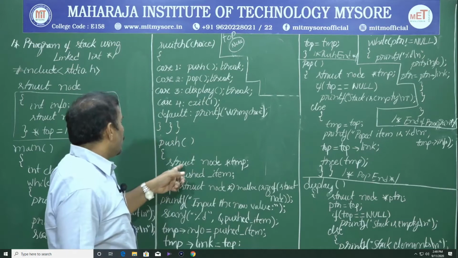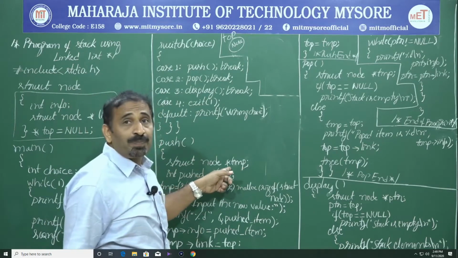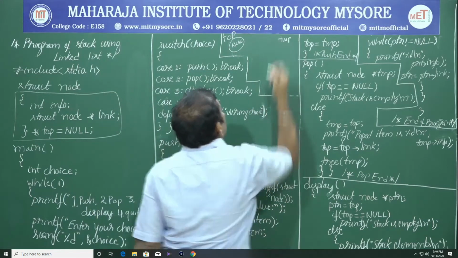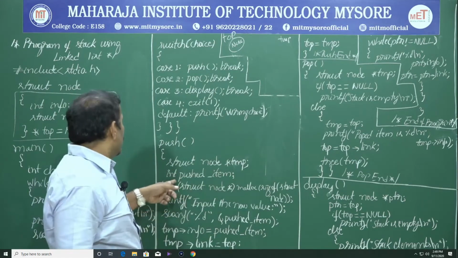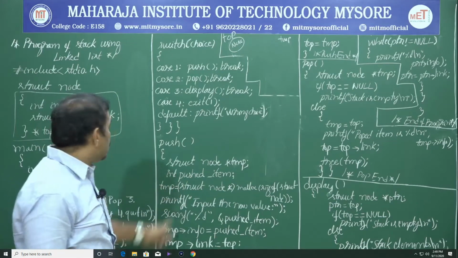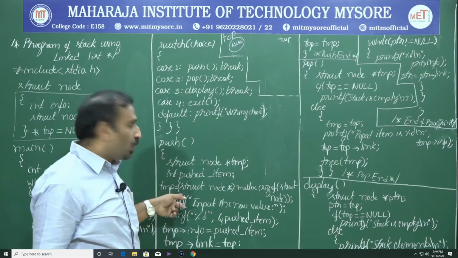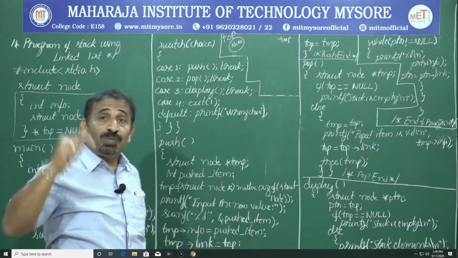Now I am creating a local variable called TMP. TMP is a local variable. It is basically a pointer. Next I am declaring one local integer called push item. TMP is equal to structure node pointer. So this should be known to you.